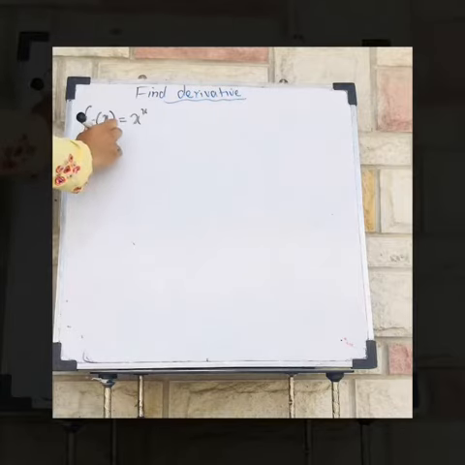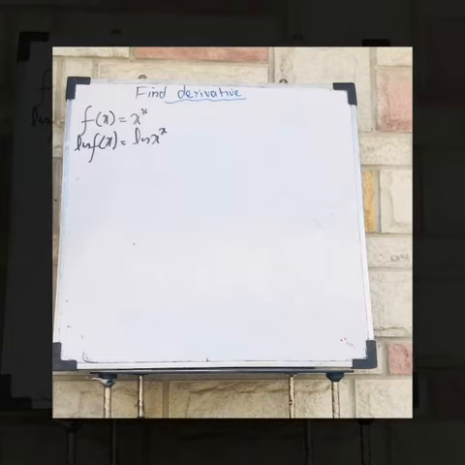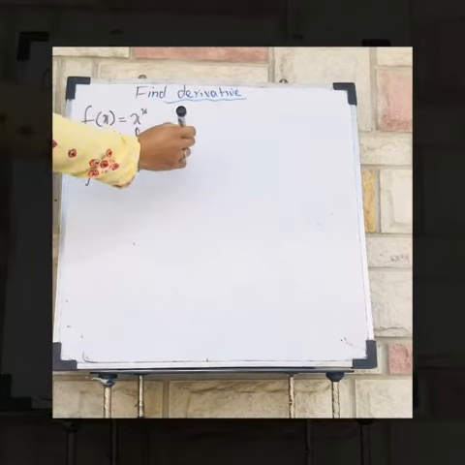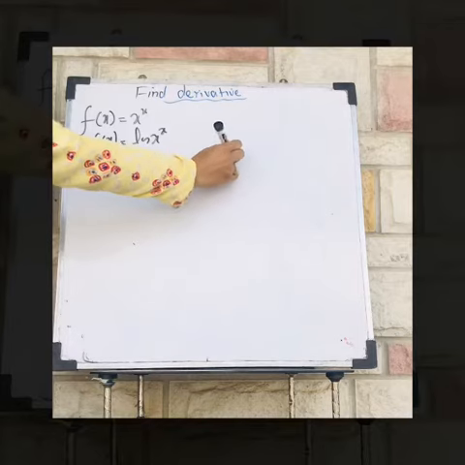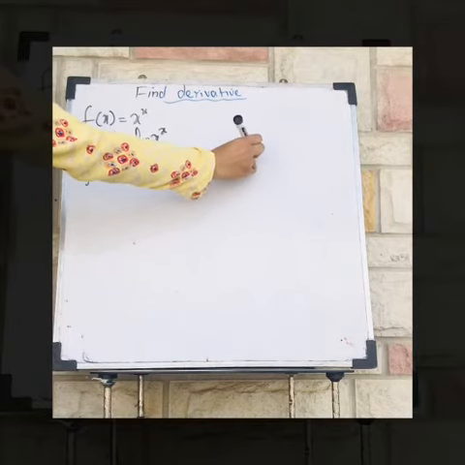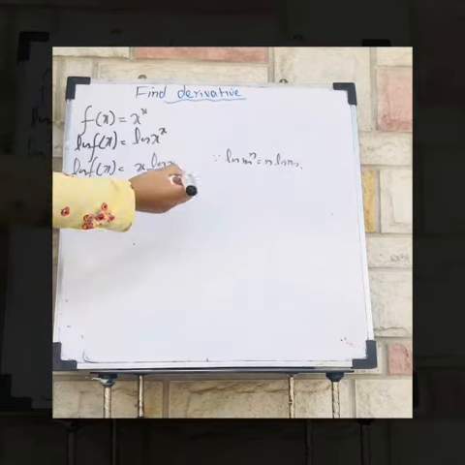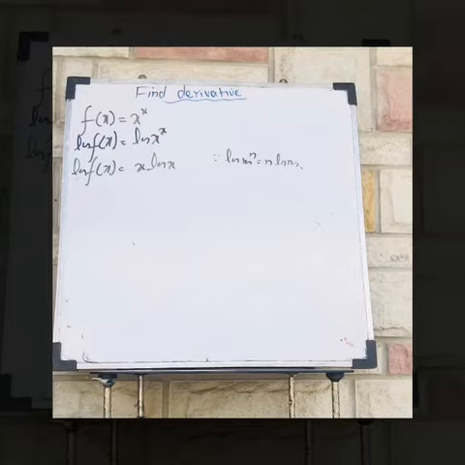ln f(x) = ln x^x. One more step: ln f(x) = x ln x. Here I used a logarithm law, which is ln m^n = n ln m. So now I have to take the derivative.